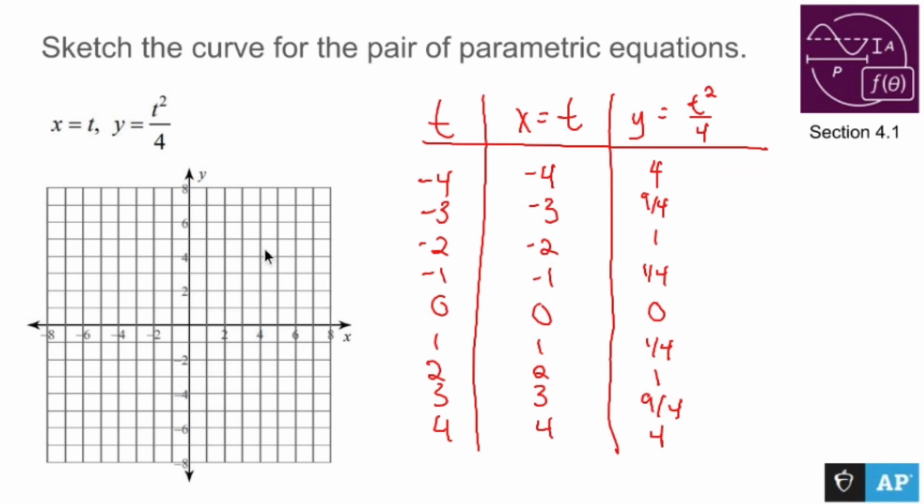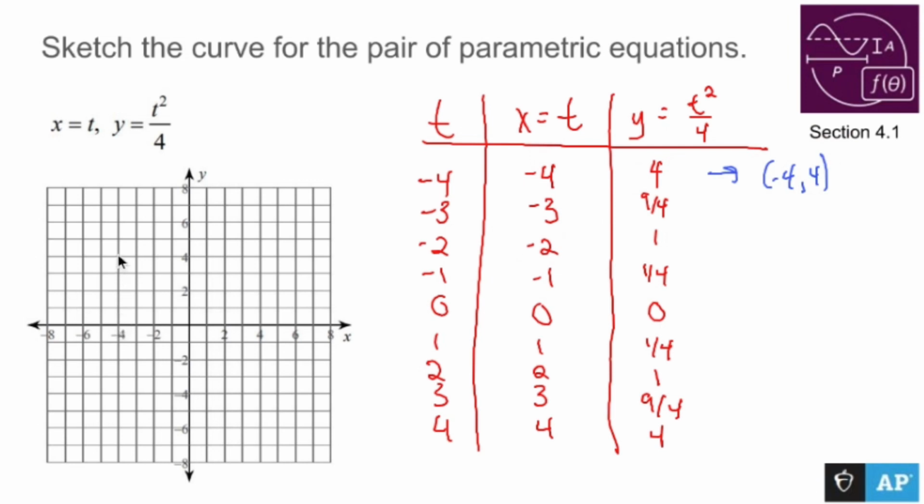Now, what we usually do with parametric equations is we not only plot the points, but we also plot the direction in which these points are headed. And the direction that you choose is always with the increasing t. So these are the points that I have. I'm not going to write all these out because that would take too long. But if I have an x value of -4 and a y value of 4, I get -4, 4. And then I would get -3, 9 over 4, and so on and so forth.